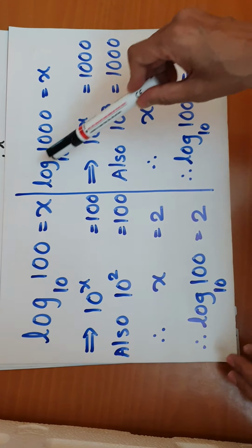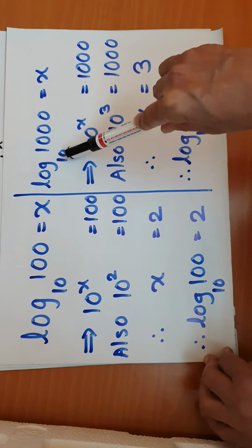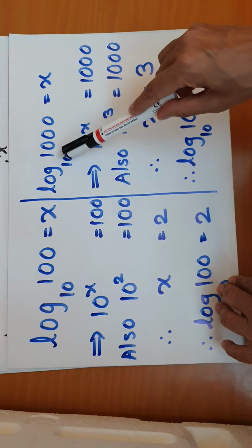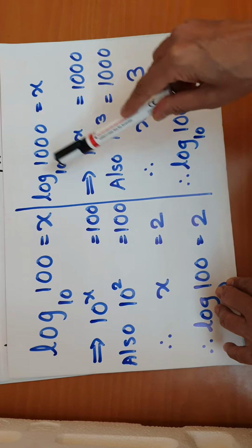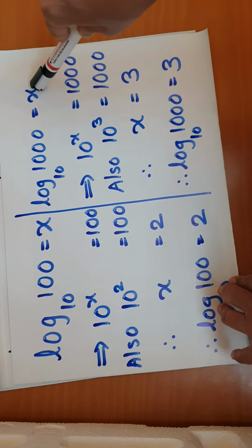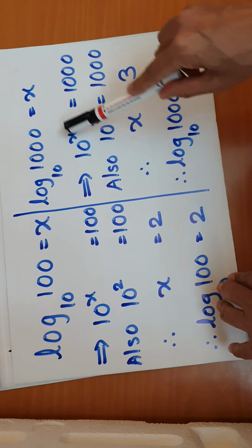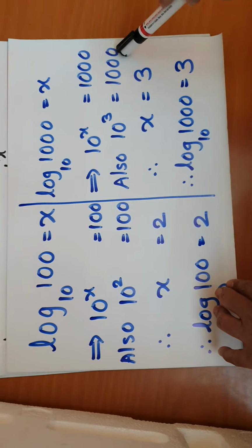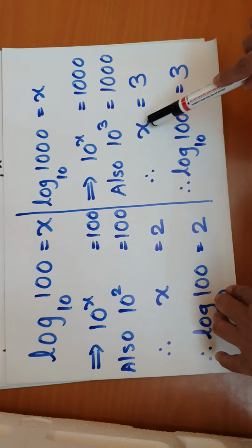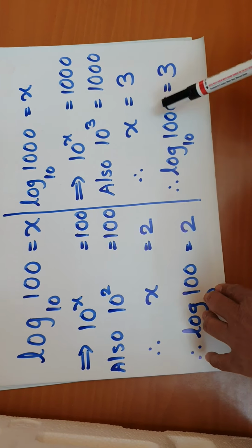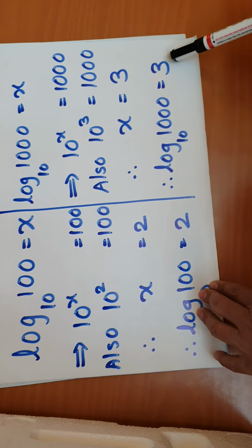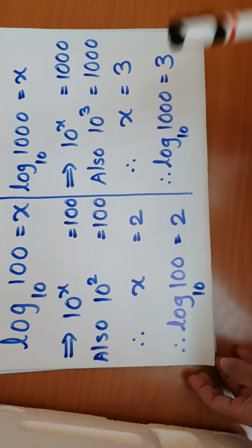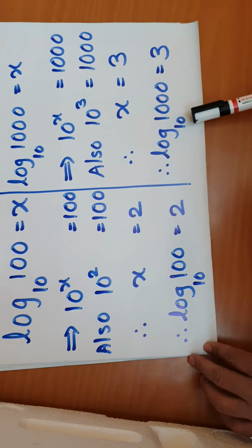Same way, log of 1000 to the base 10 we can calculate. According to the definition, if log of 1000 to the base 10 is x, that means 10 is raised to the power x to get 1000. 10 raised to x is 1000. And we know that 10 raised to 3 is also 1000. So comparing these two terms, we get x equal to 3. Means for the log of 1000 we get 3 when we take log to the base 10. Today we will discuss all the logarithmic sums to the base 10.